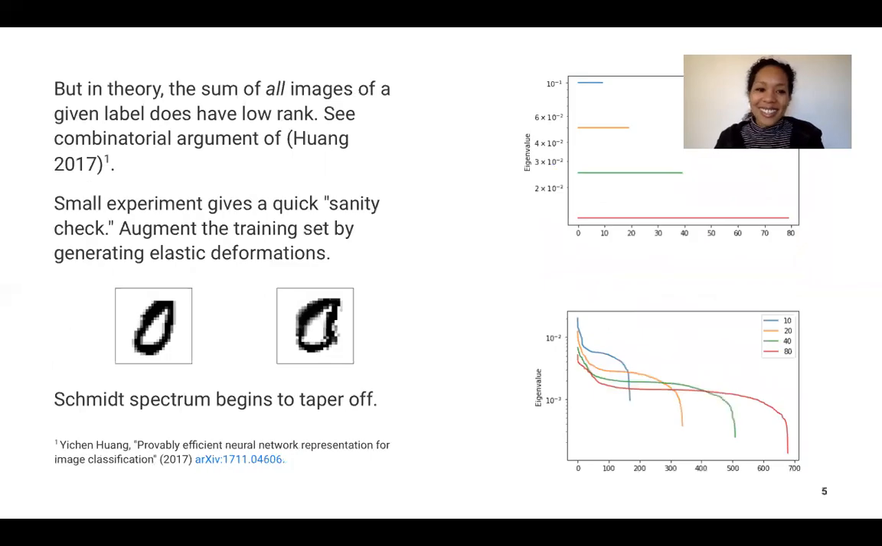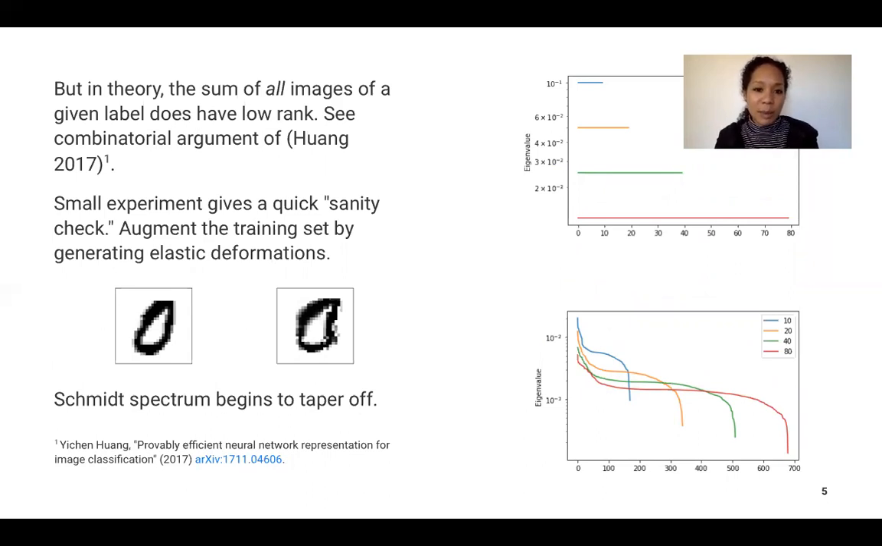Or is it? So recently there was a paper a few years ago by Yi-Chen Wang in 2017 who gave a nice combinatorial argument that in fact the sum of all images of a given label is indeed a state with low rank and also can be approximated well by a matrix product state.